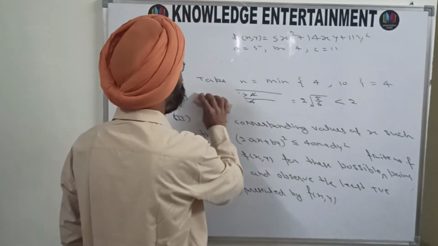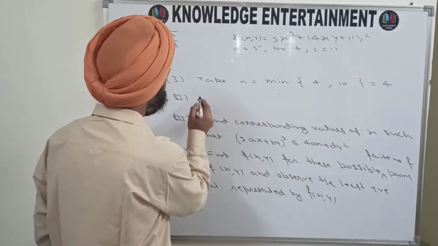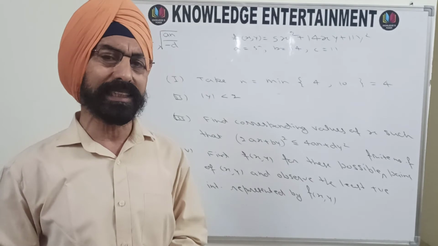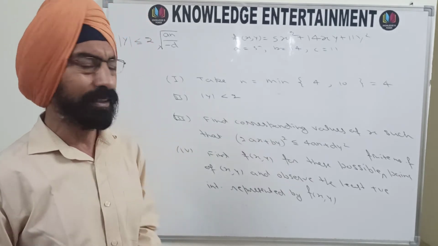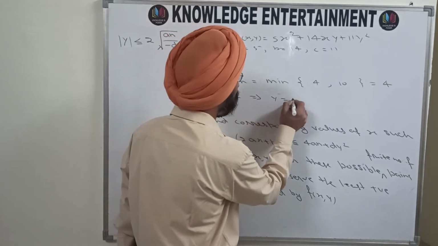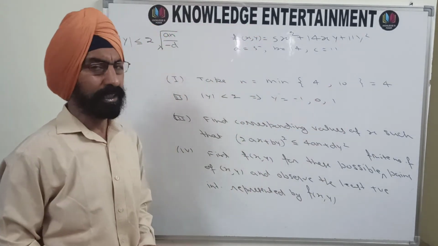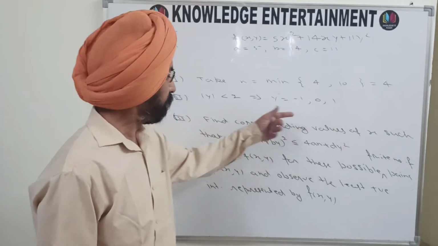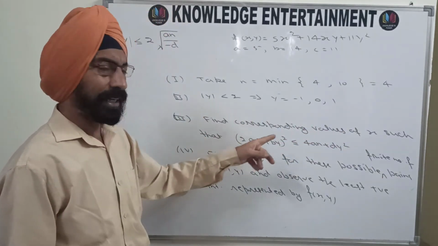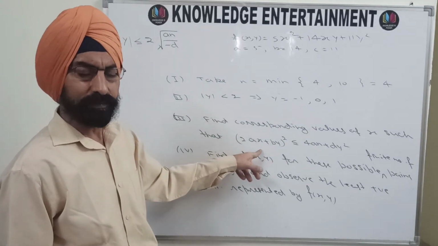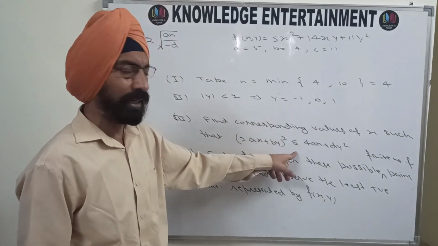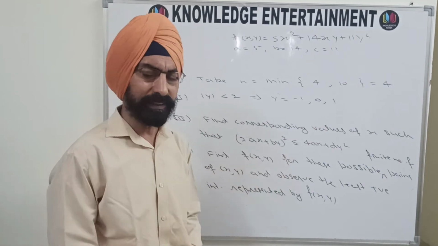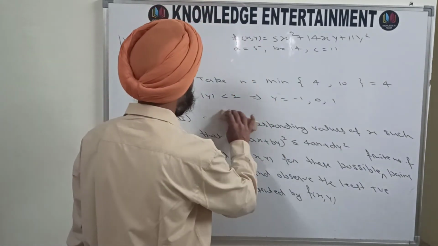I am writing it again. So what you are going to get from here is that mod y is strictly less than 2. And if your mod y is strictly less than 2, what possible values of y are there? The possible values of y are minus 1, 0 and 1. There is no other integer that satisfies this condition. So these are the only possible values of y because of this condition. Now we have to find the corresponding values of x from here. So one by one I will put y to be minus 1 here, I will find x, I will put y to be 0 here, I will find x, I will put y to be 1 here and I will find x.